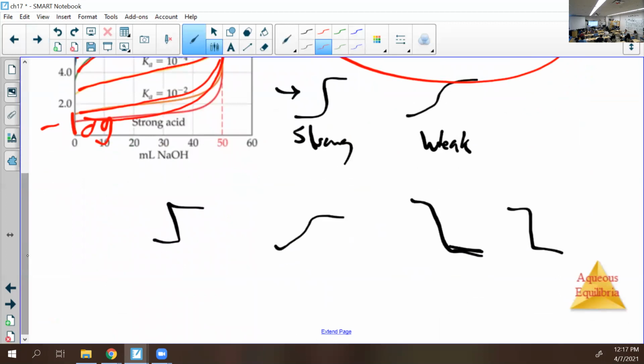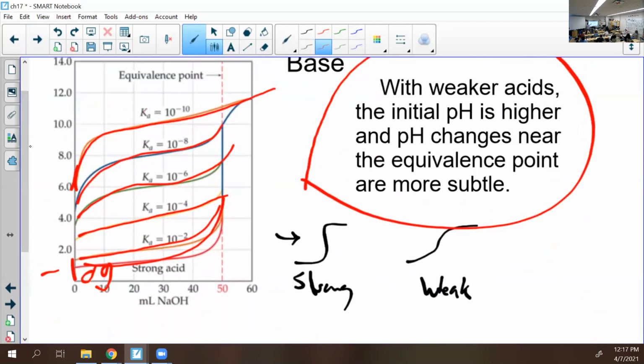So all these, this would be strong, strong base, whatever, weak, weak. This would be weak, but not as weak as that one would. That's all. The more gentle this slope, the smaller the Ka value. That's all that's saying.